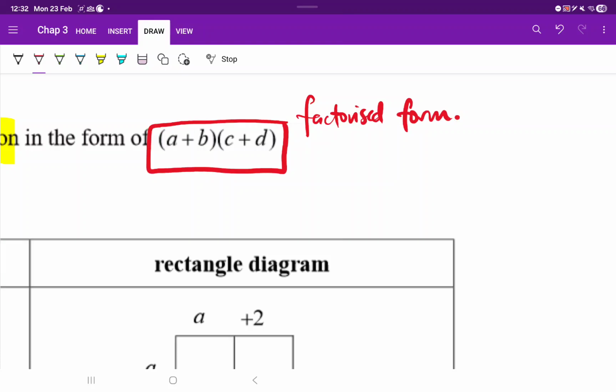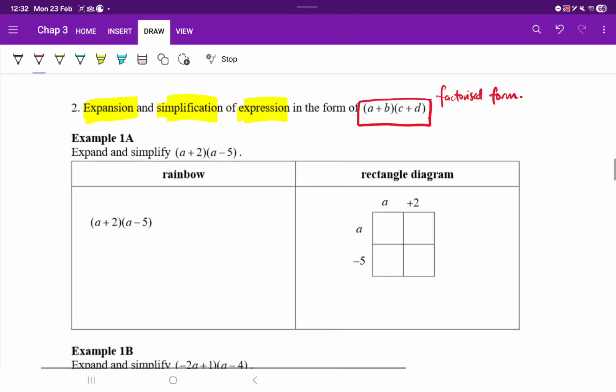And can I just tell you that this part, this expansion skill, and later the factorization skill, are extremely critical when you go up to higher level. Okay? So let's focus on this first.